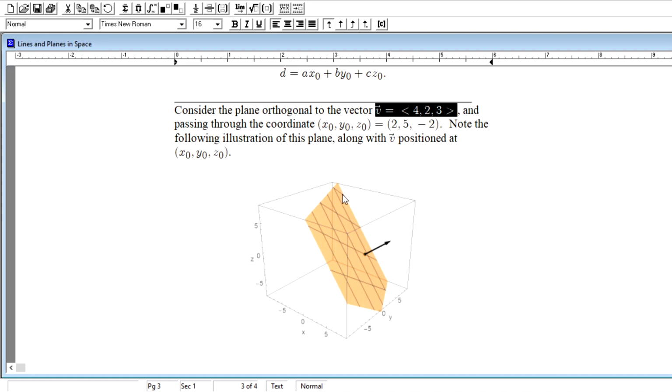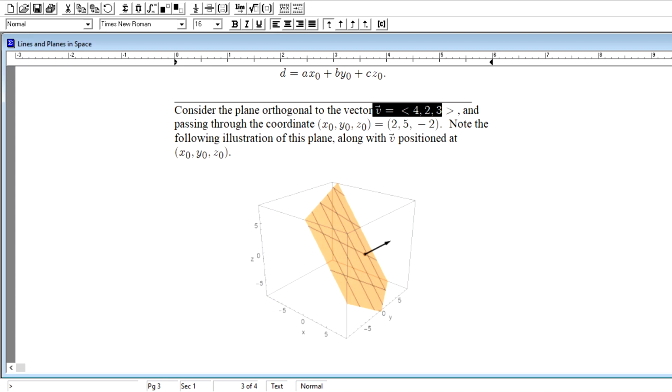All we need to define a plane in space is to note a point on that plane, in this case this point seen right here, and some vector orthogonal to that plane, this vector seen here. With this vector orthogonal to the plane and the understanding of this location on the plane, we can define the equation for this plane being illustrated here in space.